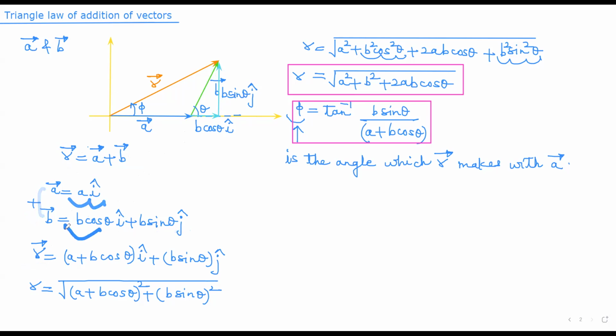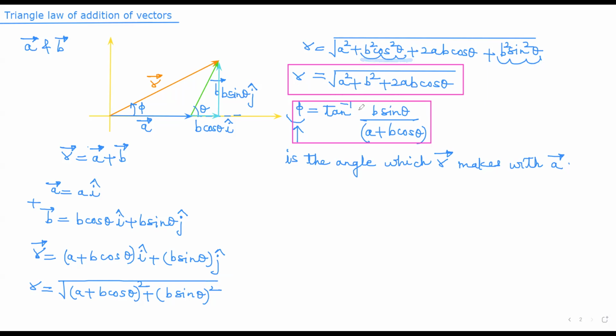So segregate the same components and write them together. So A plus B cos theta i cap plus B sin theta j cap. This is vector R. The magnitude will be the square root of the sum of the squares of the x and y coefficients. So this is how it will look. When we expand it and we club sine square theta and cos square theta together, we get B square because sine square theta plus cos square theta is 1.